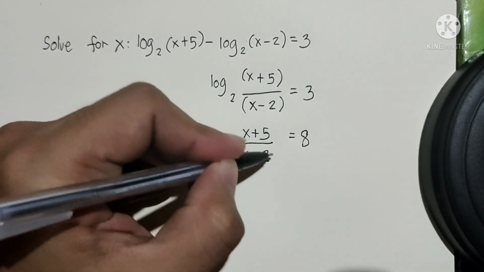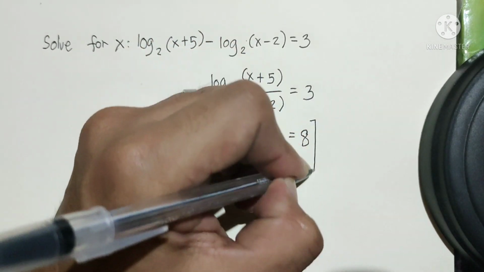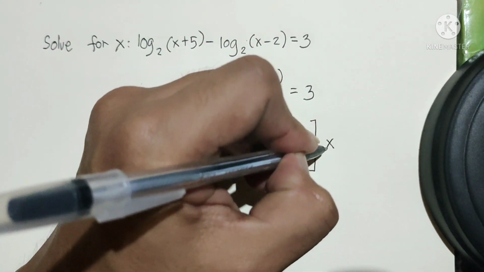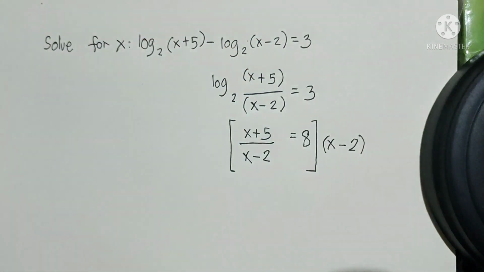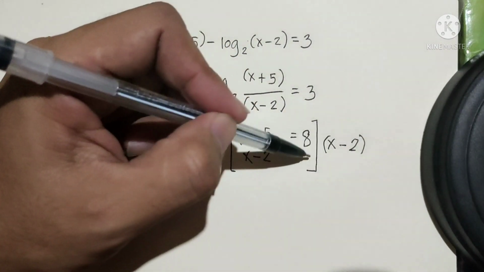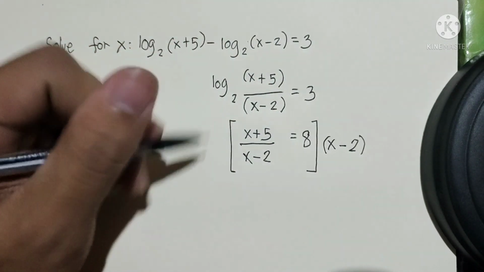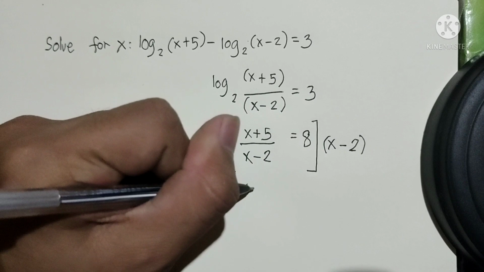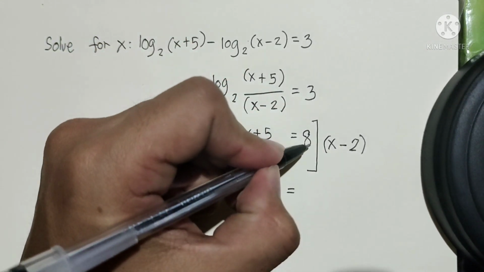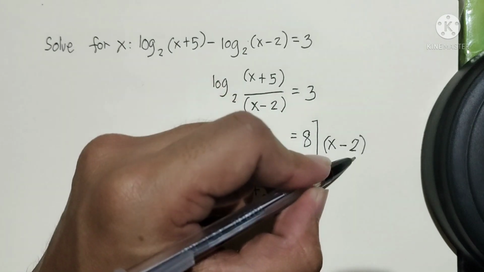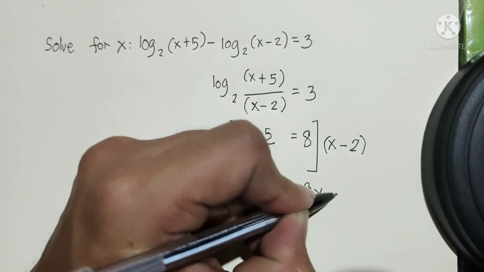Since meron tayong denominator na x minus 2 sa left, then ang pwede natin gawin muna is to multiply yung buong equation by the quantity x minus 2 para makancel yung denominator. So, ang maiiwan sa left ay x plus 5, while sa right, magkakaroon tayo ng 8 times x minus 2. And then, that is 8x minus 16.